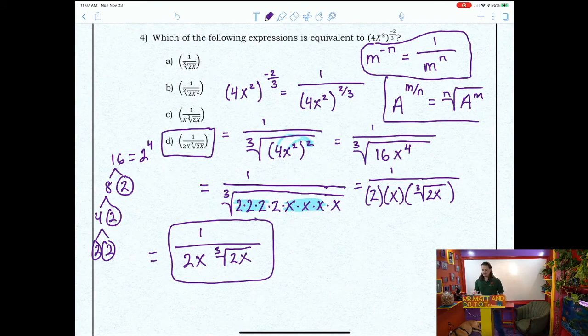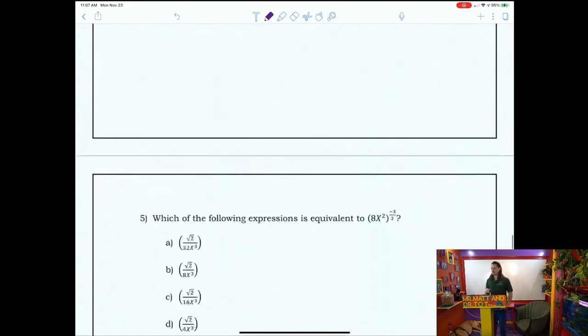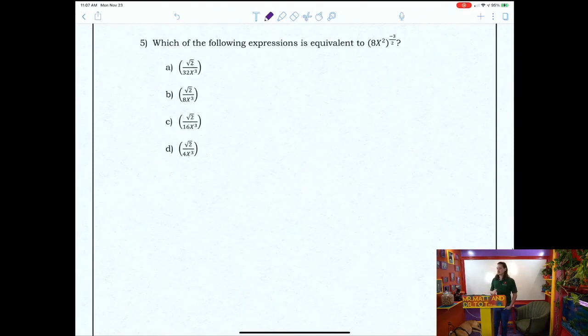So number 5, which of the following expressions is equivalent to the quantity 8x squared, quantity raised to the negative 3/2 power? A is the square root of 2 divided by 32 times x to the third power. B is the square root of 2 divided by 8x cubed. C is the square root of 2 divided by 16x cubed. And D is the square root of 2 divided by 4x cubed.